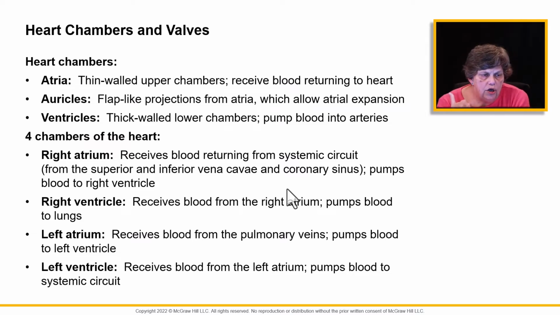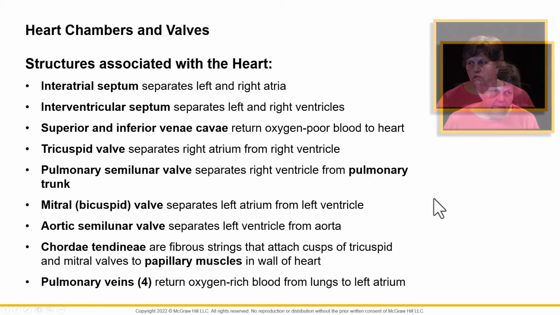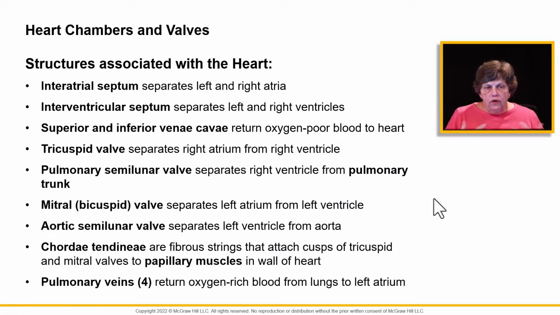Okay? So the right atrium receives the blood returning from the systemic circuit, from the inferior and superior vena cava and the coronary sinus, and pumps the blood to the right ventricle. The right ventricle then pumps the blood to the lungs. And then it gets oxygenated, comes back to the heart, to the left atrium, and then that goes down into the left ventricle.